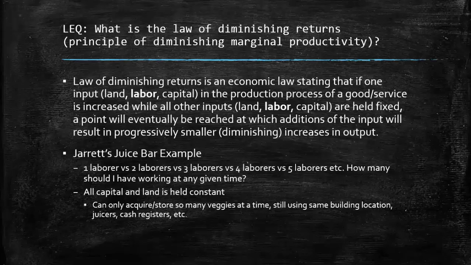So as I increase my labor, what I was neglecting was I should have been increasing everything else as well. I needed to acquire more land, more vegetables to juice. I should have acquired more capital. I might need a bigger building, more cash registers, more juicers, more tables to keep those workers busy. So as my inputs rose, specifically my labor, I didn't increase my land and capital as well. That resulted in inefficient production.